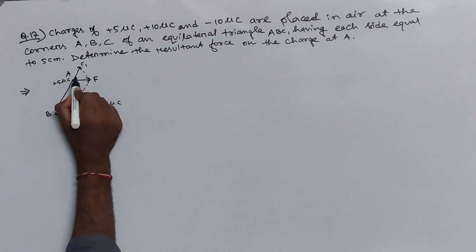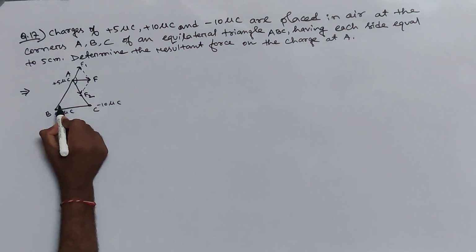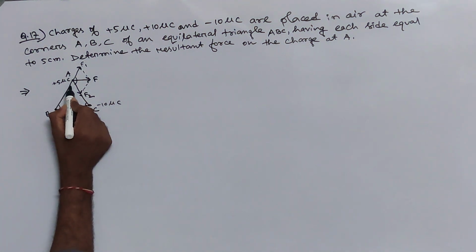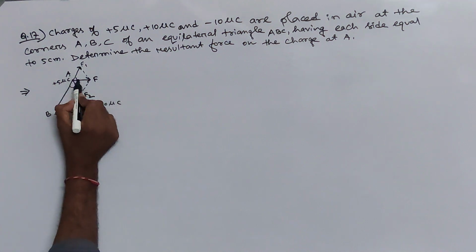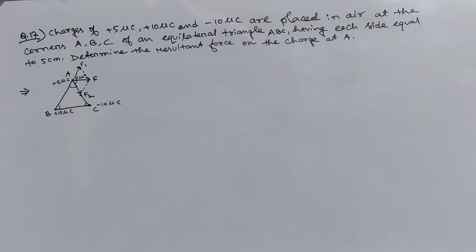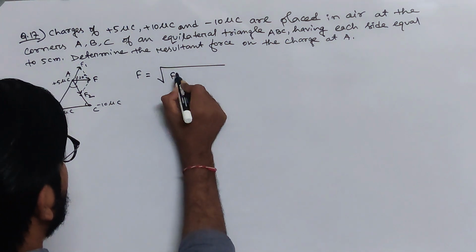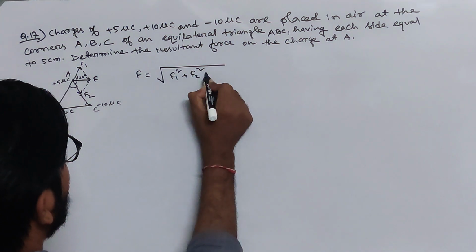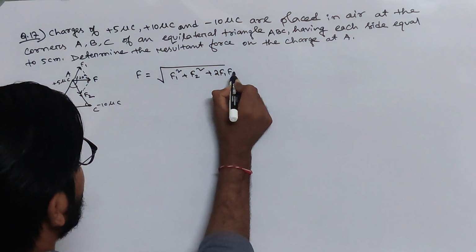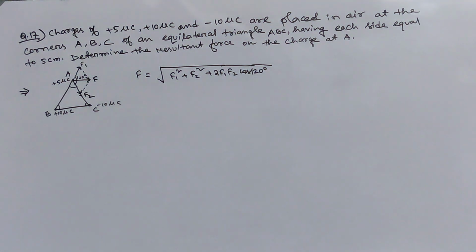Now, what will be the angle between F1 and F2? Since this is an equilateral triangle, this angle will be 60, this angle will be 60, this angle will be 60. So this is the outer angle, so it will be 60 plus 60, that is 120 degrees. The angle between F1 and F2 will be 120 degrees. Then what will be the value of F? The value of F will be the square root of F1 squared plus F2 squared plus 2 F1 F2 cos 120 degrees. But we don't know F1 and F2.